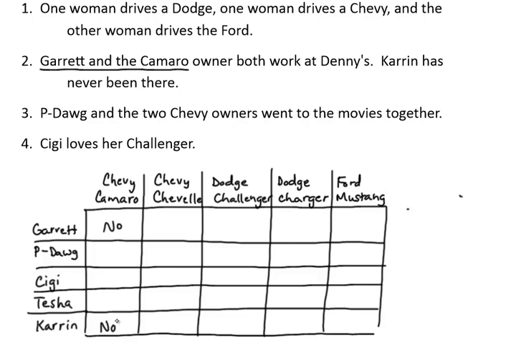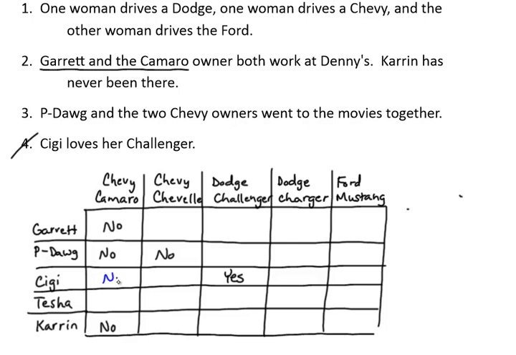P-Dog and the two Chevy owners went to the movies together. So that means that P-Dog does not own a Chevy. And CG loves her Challenger. So CG is the Dodge Challenger. So we're going to go yes for her. Okay, I think we're done with step 4. So now we got to go back to our problem.